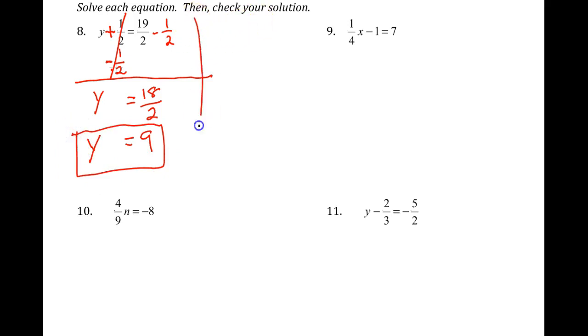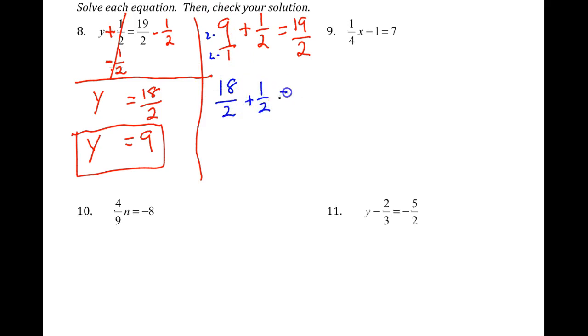Okay, and plug it back in. So 9 plus 1/2. Does that equal 19 halves? A couple ways of doing this. We can convert this to a common denominator. Right now it's 1, so if we multiply top and bottom by 2, we'll have 18 over 2 plus 1 over 2. So 19 over 2 equals 19 over 2.